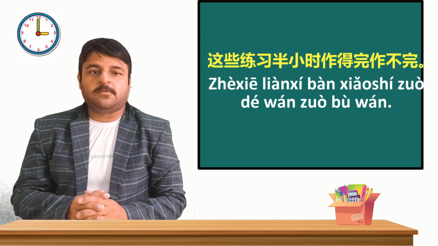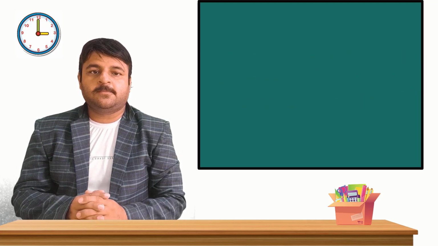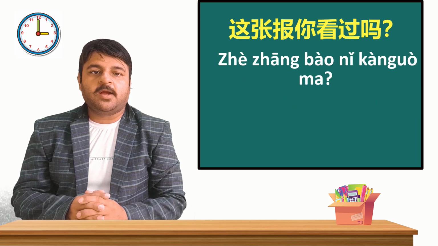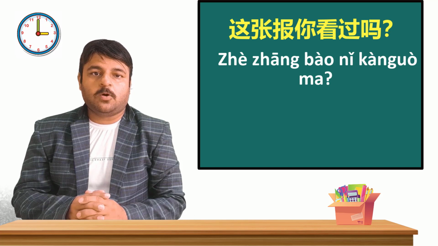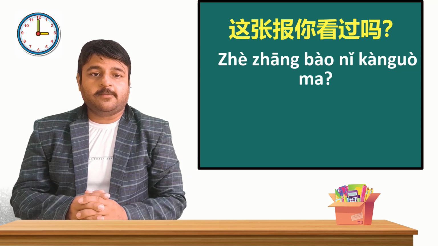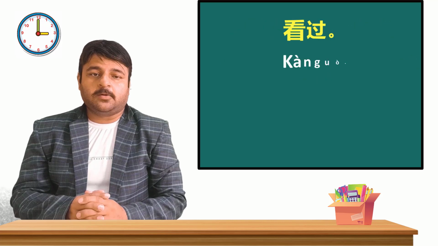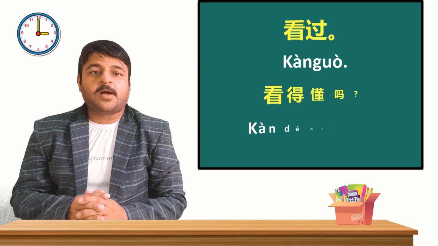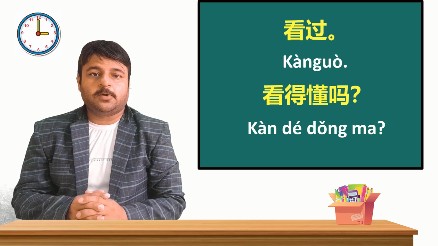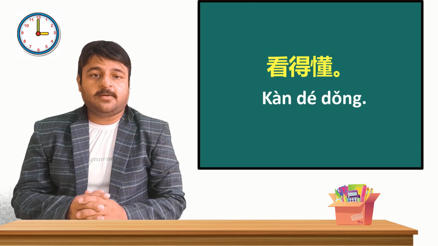Moving on to the substitution drills, let us read the first sentence. 这张报你看过吗? This newspaper, have you read 看过? Guò is going over. Have you seen this newspaper? 看过 saw. 看得懂吗? 看得懂 were you able to understand? Or can you read and understand? 看得懂 can understand. Kàn is the main verb and dǒng is resultative complement. The second 得 is placed between the verb and resultative complement.